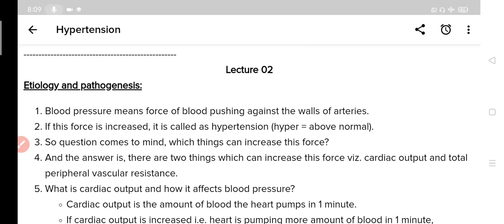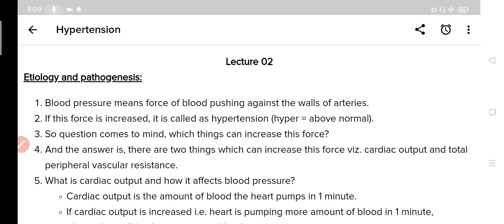Now we will start with today's lecture, lecture number 2 on hypertension, and we will look at the etiology and pathogenesis of hypertension. First of all, you should remember that blood pressure means the force of blood pushing against the walls of the arteries, and if this force is increased, it is called hypertension, because hyper means above normal.